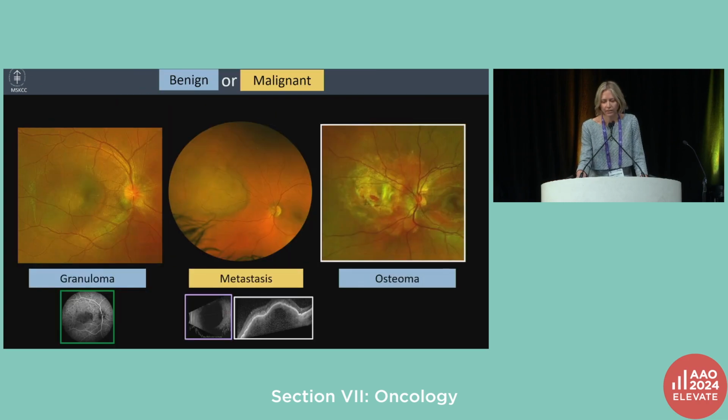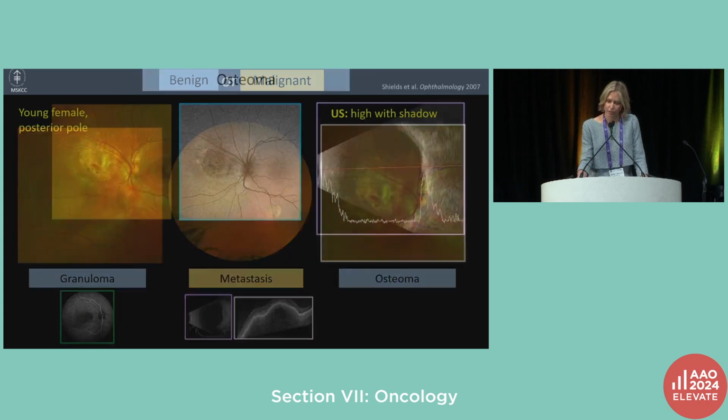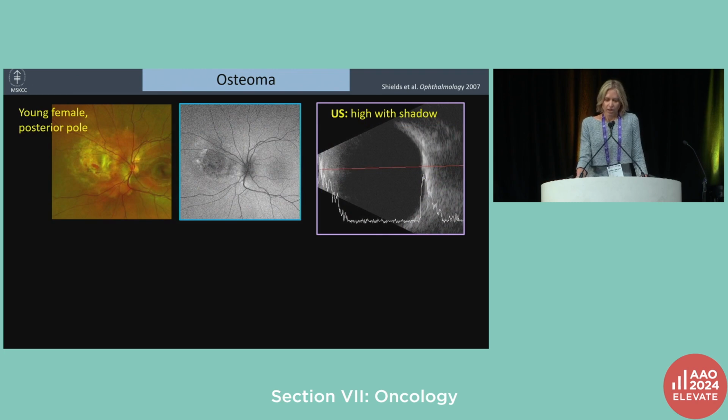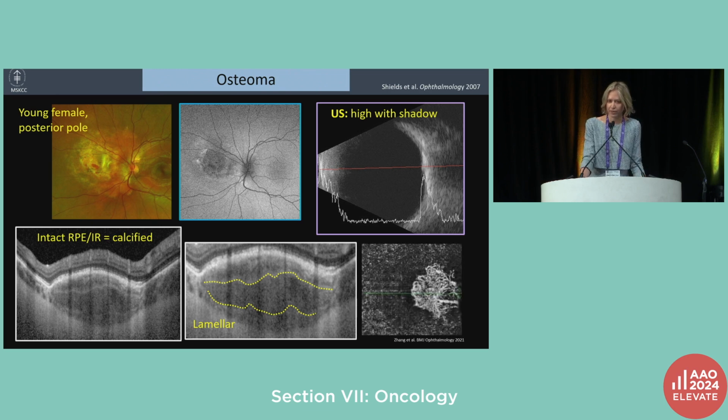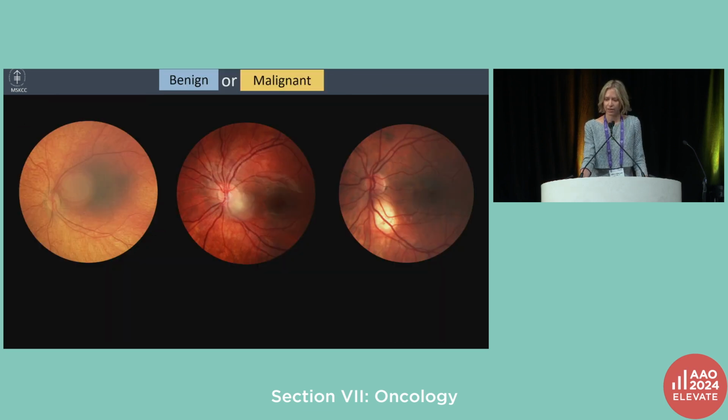This final one here is a choroidal osteoma, typically occurring in young females, predominantly in the posterior pole. It's highly reflective on the ultrasound, does have a shadow, and in the calcified portion of the tumor, you can see an intact RPE and inner retina, and these kind of lamellar areas within the expanded choroid. And just a reminder that these patients can get CNV.